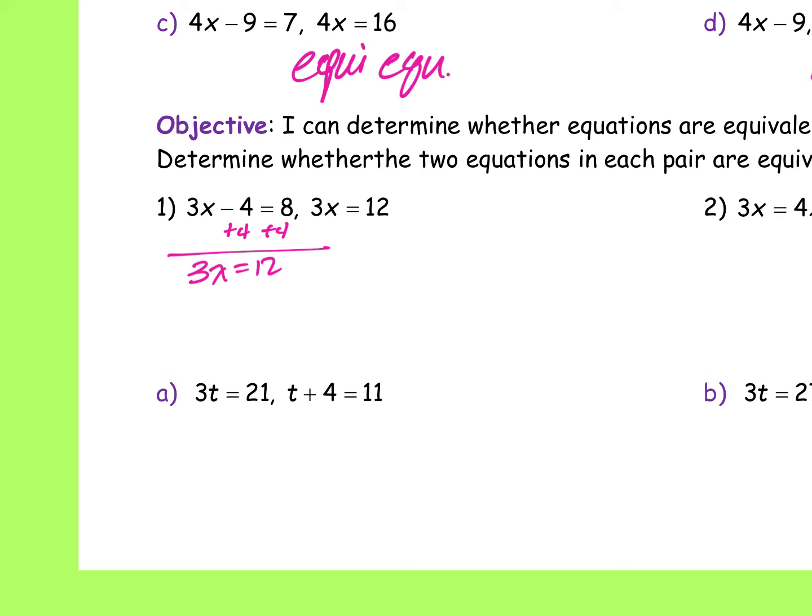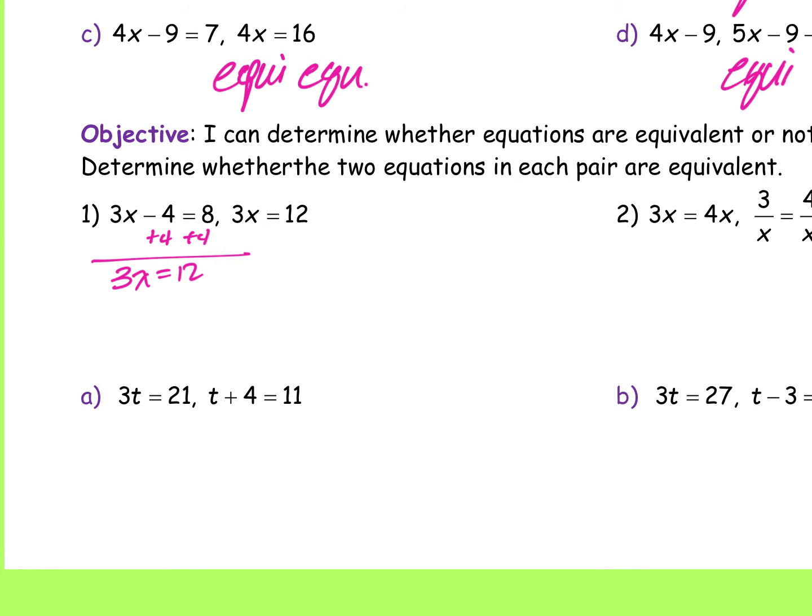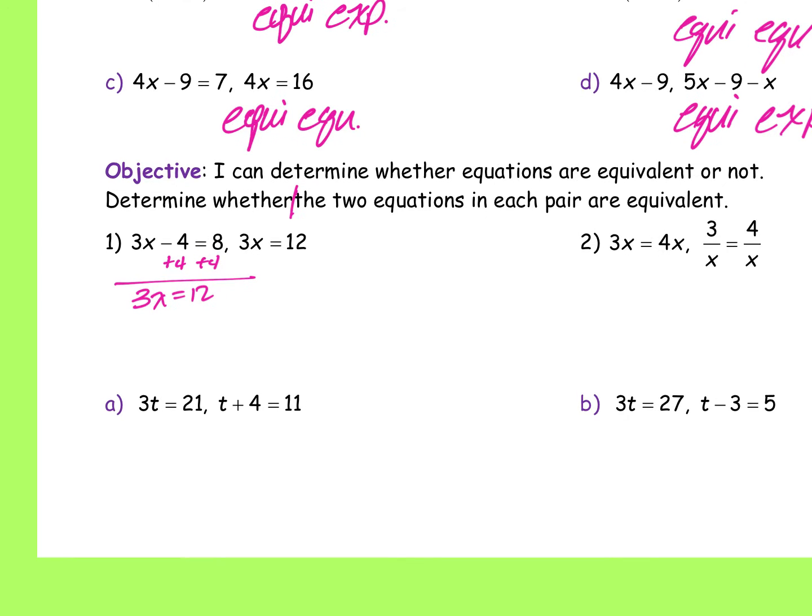Now, once I get to this spot, it doesn't ask what the answer is. It just wants me to tell whether they're equivalent or not. So once I get them to be exactly the same, do I have to do anything else? No, I don't have to finish it. Does that make sense? So I'm done. Yes, they're equivalent. I'm done because I got 3x equals 12 on both of them. I don't have to solve. It doesn't say solve. It just says tell me if they're equivalent.